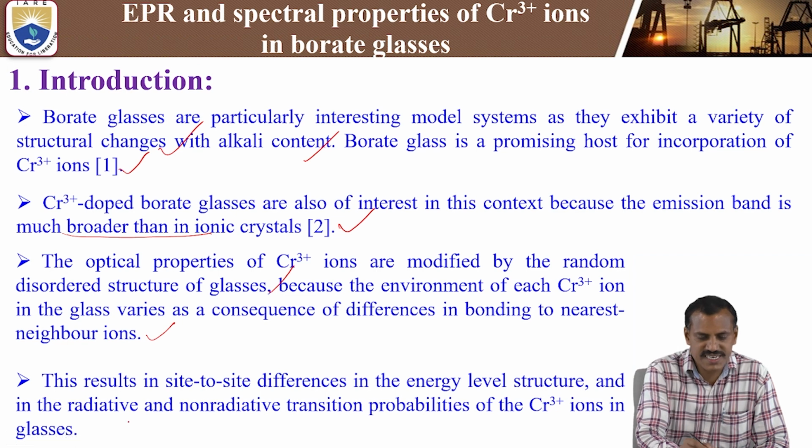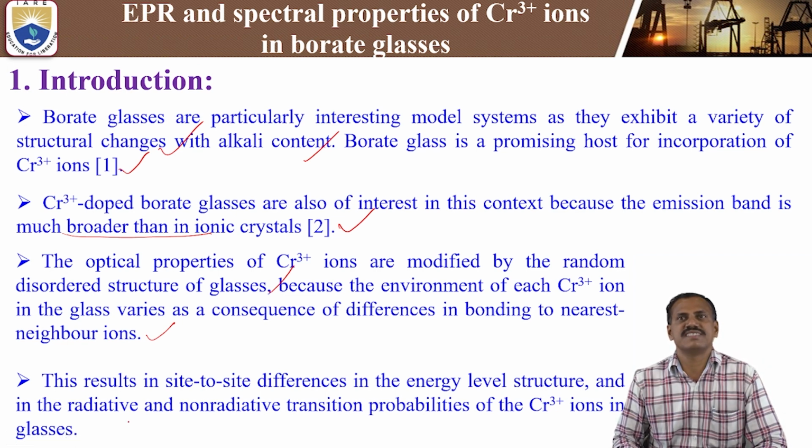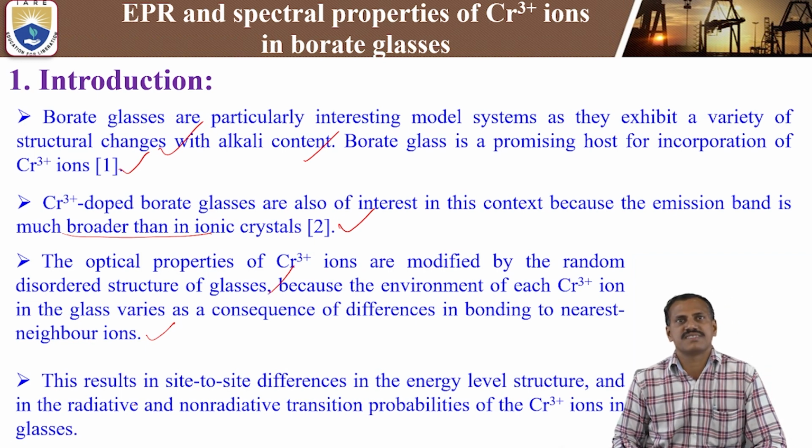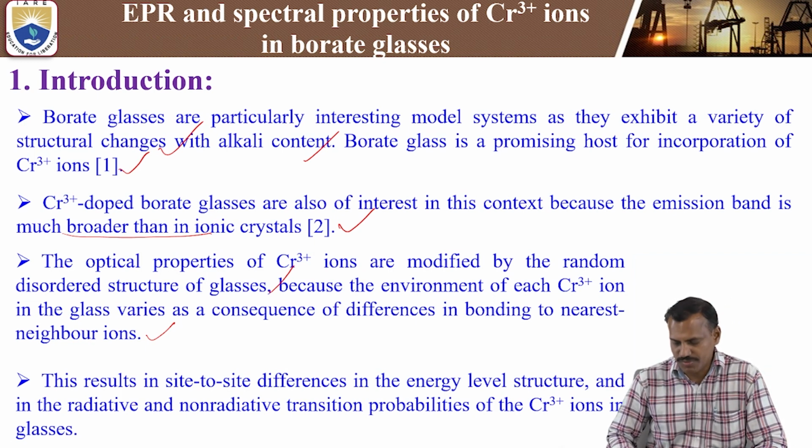So this results in site-to-site differences in the energy level structure and in the radiative and non-radiative transition properties of chromium triplet ions in the glasses. That is very important in the borate glasses. So these are the important introduction on the borate glasses.